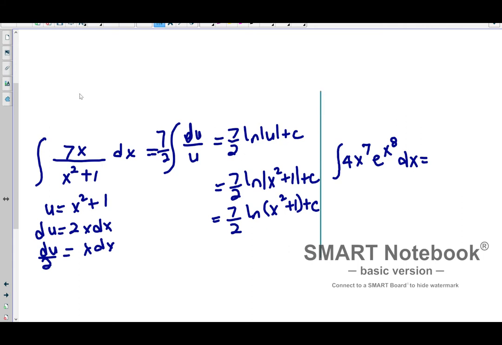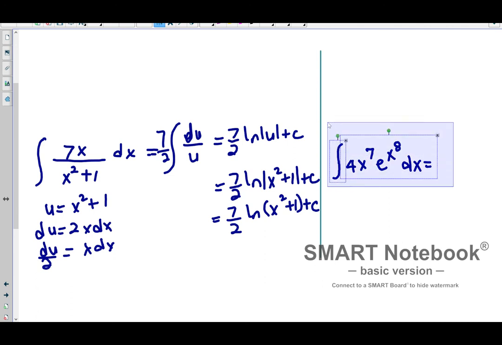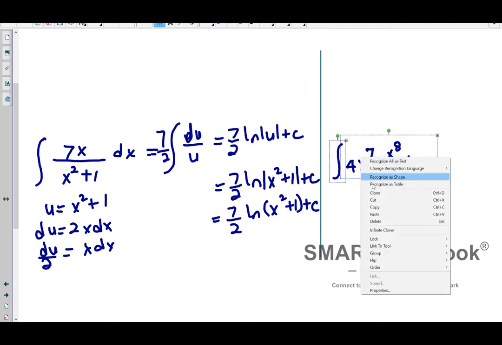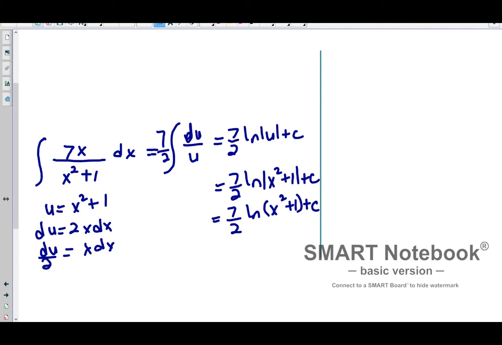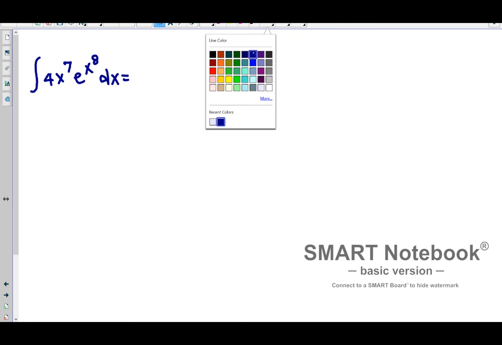All right, let's do another problem involving the exponential function. I think I'm going to get a new page for that. Okay, here we go. So how do we do this one again? It looks quite complicated at first. What would be a good choice for you here?